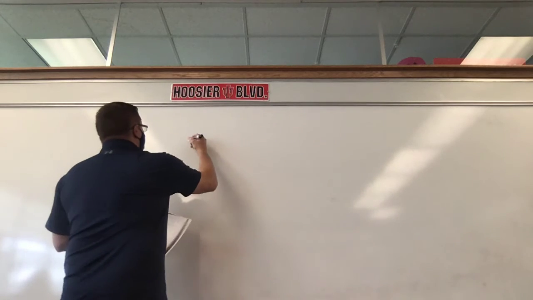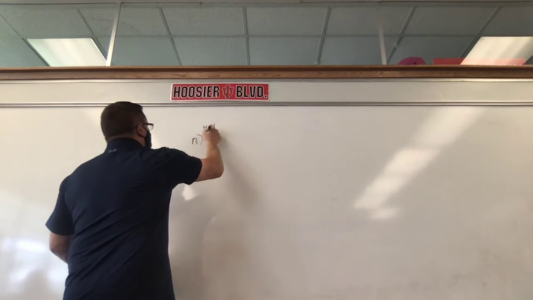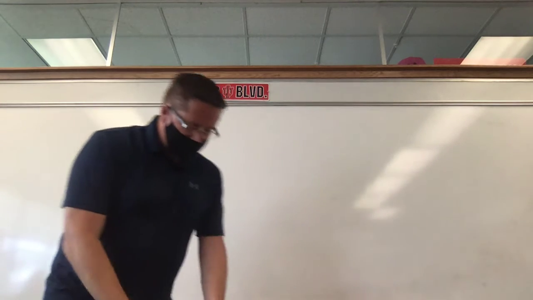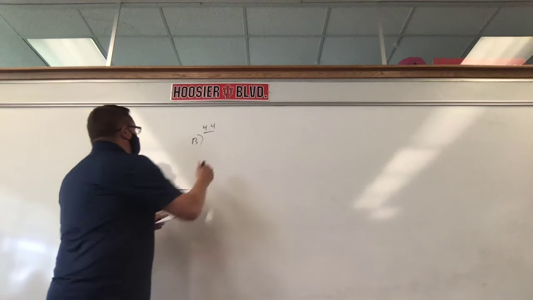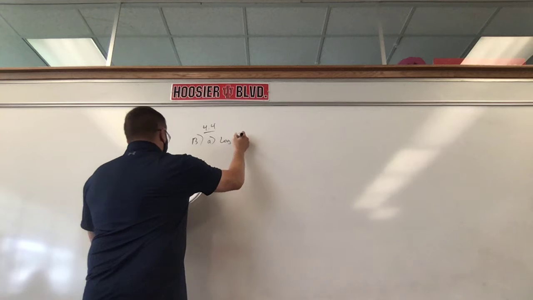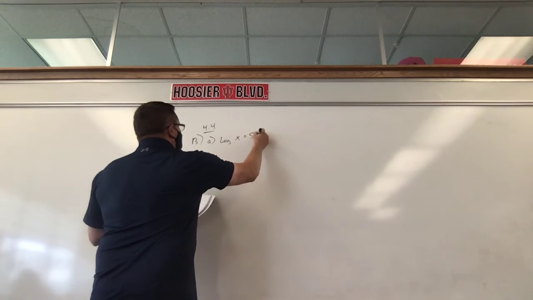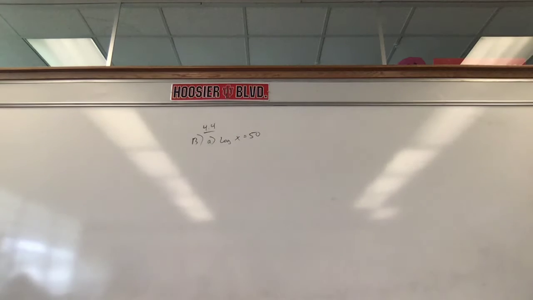Okay. So number 13. This is on section 4-4, logarithms. They want you to change it to exponential form. On part A, it says the log of x equals 50. You're not figuring anything out here. They just want you to rewrite that without logs. They want you to write it as an exponential function.